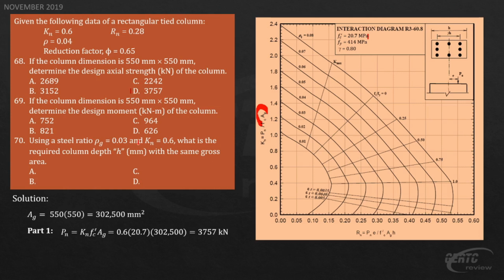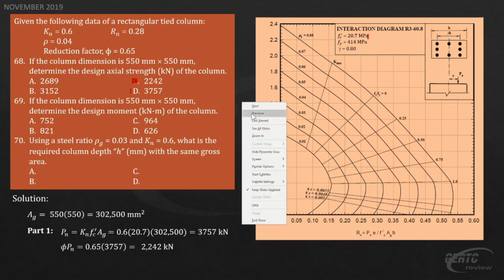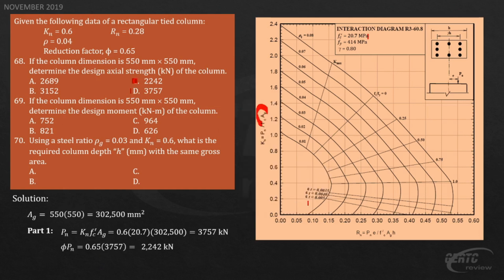Sorry, not yet letter D. Ang tanong pala is the design strength. So, that's still the nominal strength. So, the design strength is phi Pn. Dapat pasahin talaga yung problem. So, phi is 0.65. So, that will be 2242. The answer should be letter C. Inulit ko pa yung mali ko. Okay, letter C ang sagot.